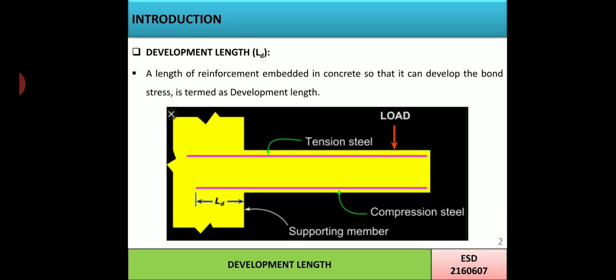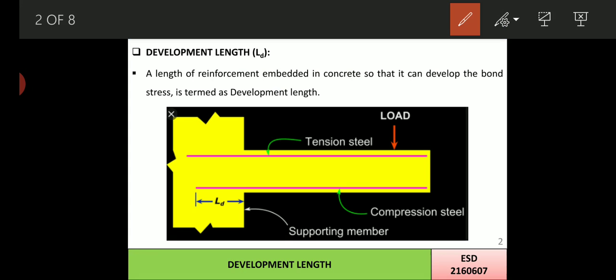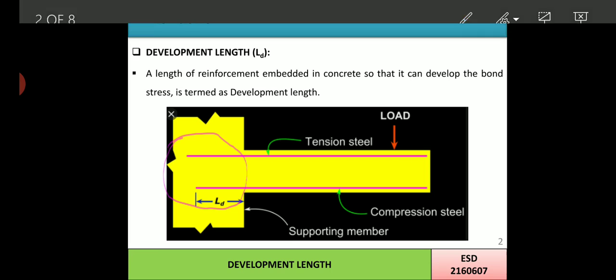Development length. A length of reinforcement embedded in concrete so that it can develop the bond stress is termed as development length. Means any length of reinforcement which is inserted into the structure is known as development length. We can see over here, this indicates the development length.